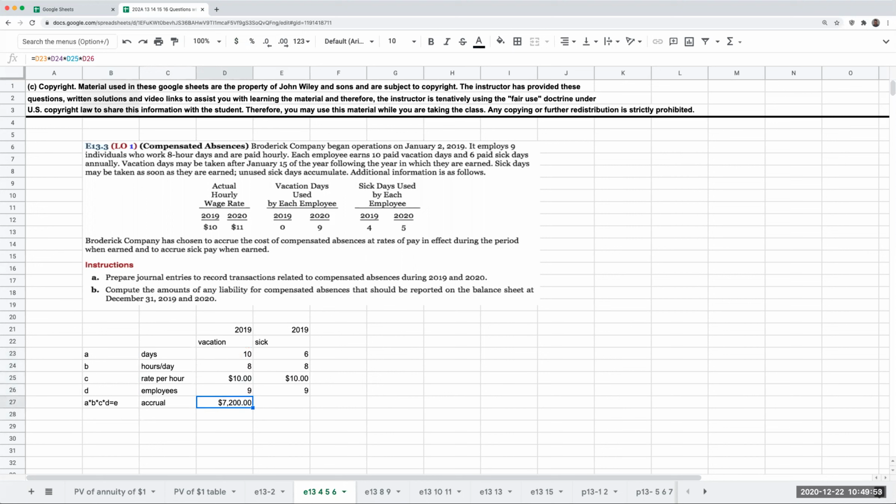So this is going to be 7,200 for vacation days, and this is going to be 4,320 for sick days. So let's go through and do the journal entries for these first. So I get 12/31/19, salaries and wages expense. This is going to be 7,200. Salaries and wages payable.